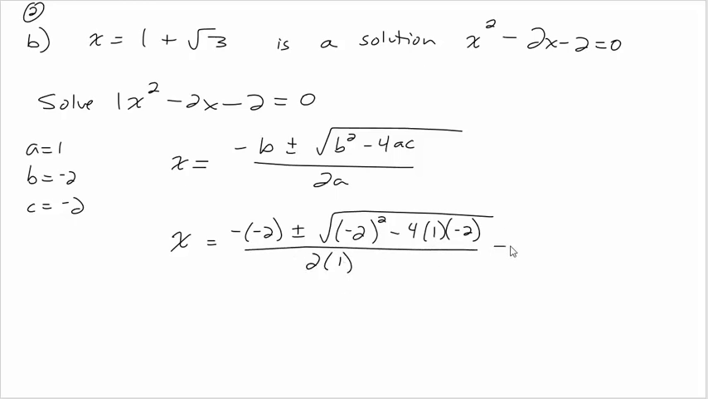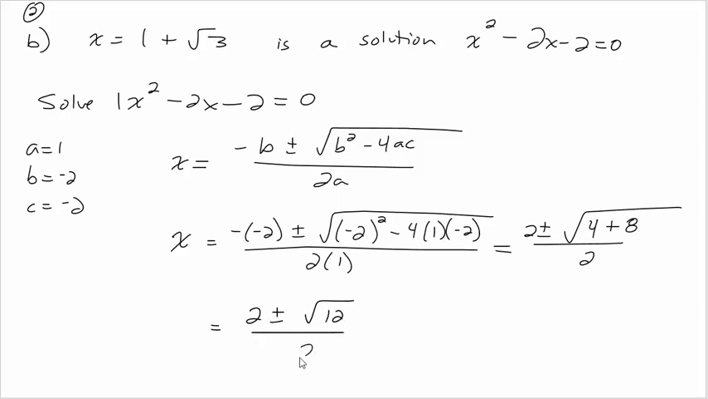All right, let's do this out. We'll go this way. So I get the opposite of negative 2, which is positive 2. Negative 2 squared is 4. Watch your negatives here. You have a minus and a negative, so that's going to end up being a plus. 4 times 1 times 2 is 8. All over 2. All right, so now we have 2 plus or minus the square root of 4 plus 8 is 12 over 2. Now 12 we can break up to 4 times 2. Or excuse me, 4 times 3. Higher mathematics there. 4 times 3 over 2.